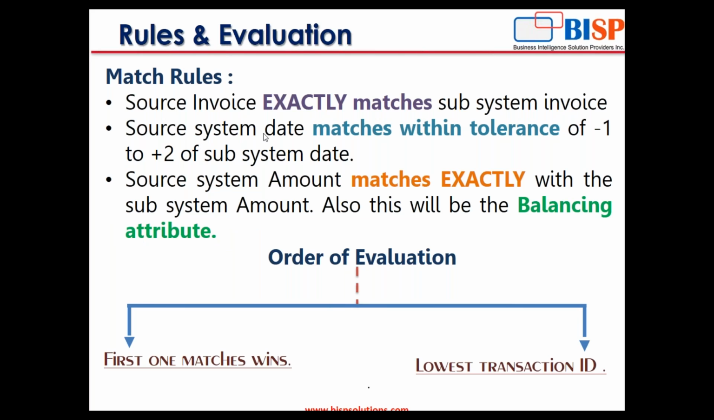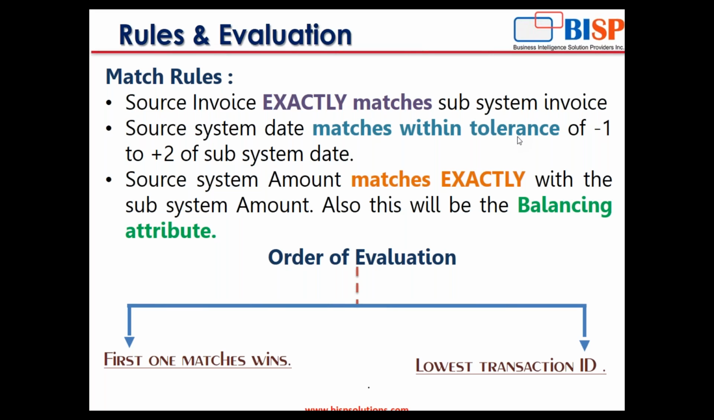So the first rule that I'll have set and I'll be using in the application also, my source invoice should match exactly to the subsystem invoice. So invoice is matching exactly. Of course, when I'm using a source system and subsystem, the invoice cannot change. Invoice number shall remain the same. So I have provided an exact match to it. Source system date, as I had informed you, there we have a facility of tolerance or variance limits that I can define. So here the subsystem date and the source system date match with a tolerance of -1 to +2.